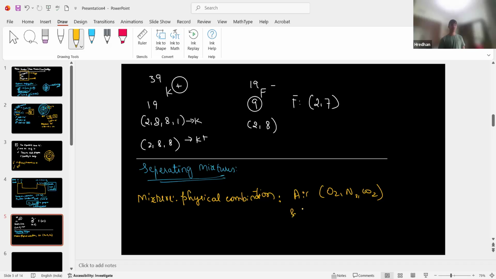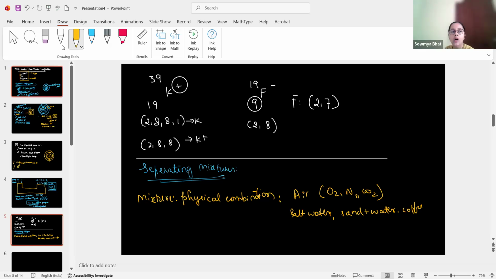Or you can say salt water. Salt just dissolves in water. So it's NaCl in saline water. Or you can say sand and water. Or you can say coffee. Wait, isn't salt water already chemically bonded? No, that's salt. NaCl and H2O can't join. So salt, sand, water, coffee, all these are mixtures. Shall we go ahead?